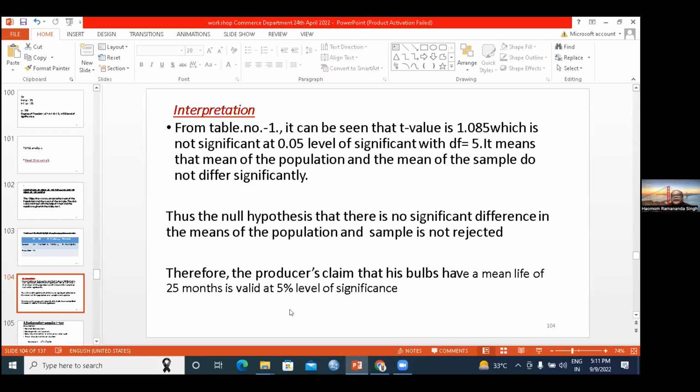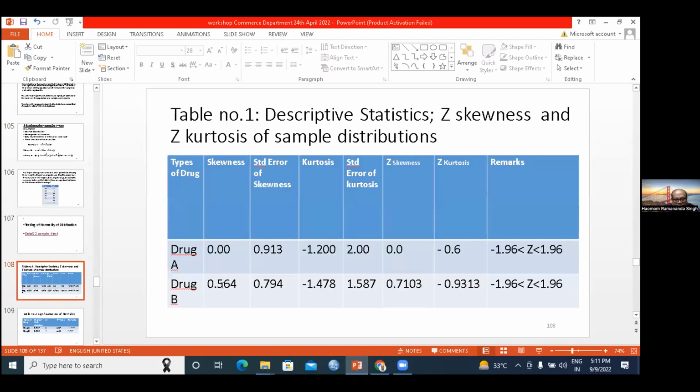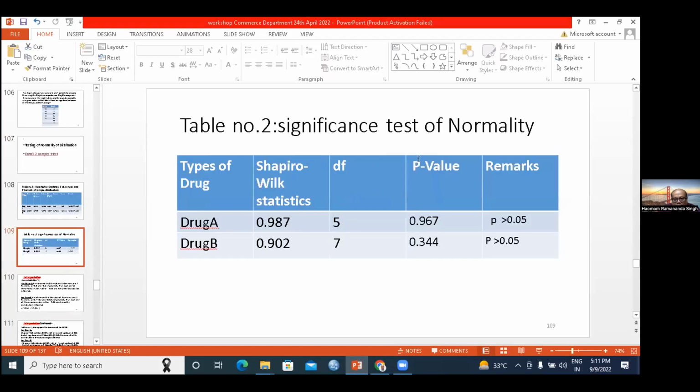Nowadays, earlier we used to calculate manually. Now it can be done with the help of SPSS in one click, if you know how to enter the data. The independent sample t-test also can be done, drug A, drug B. After testing the normality, if found normal, then you can go for testing p value. So what we have calculated, you can do with SPSS, just one click away.